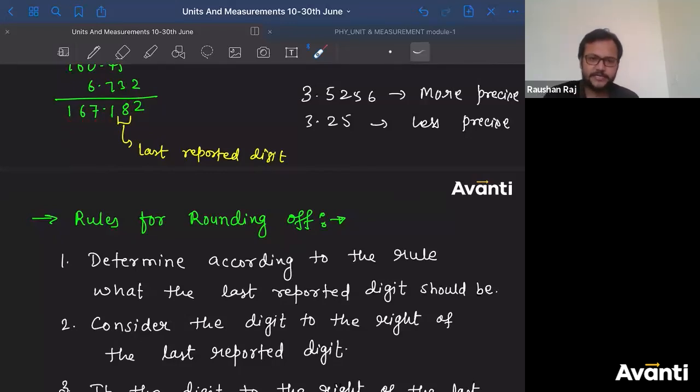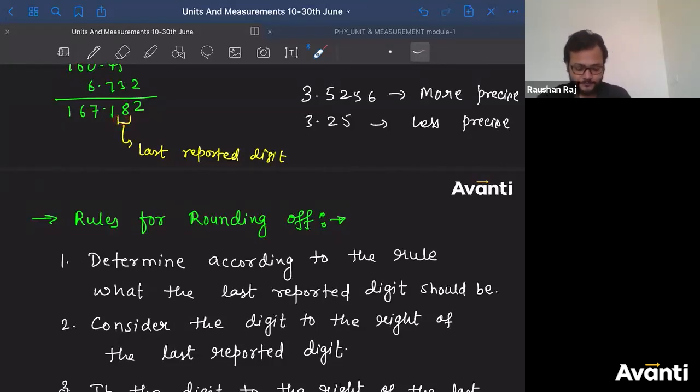I have written it here. Shreya, can't you read? I have written it. 8 is the last reported digit. I have to write up to 2 decimal places only, which is the digit at the second decimal place. That is 8. So that is why 8 is the last reported digit.